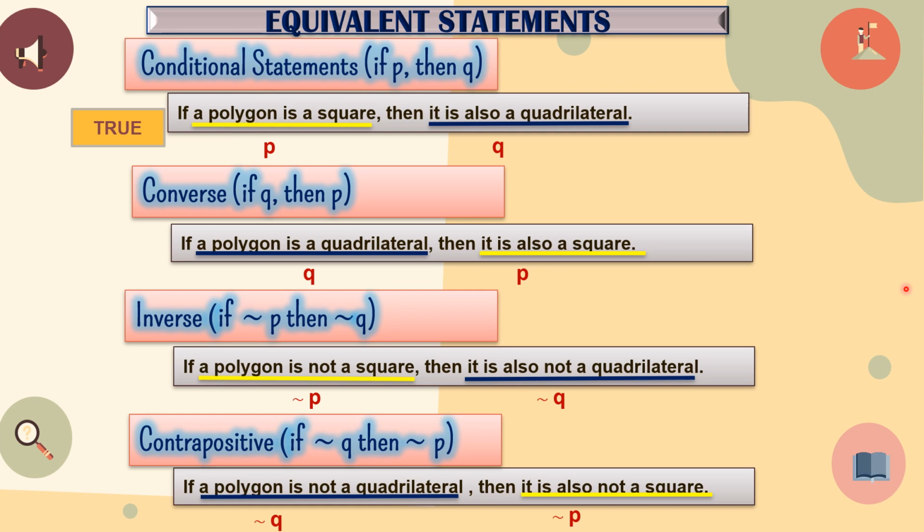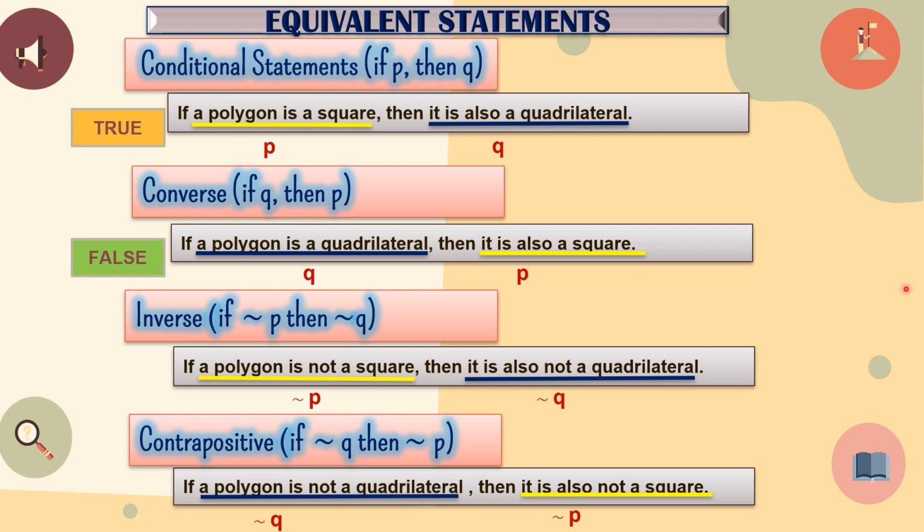So, next. Sa converse, if a polygon is a quadrilateral, then it is also a square. So, is it true or false? So, ang sagot po dyan ay false. Bakit po? Kasi po, not all quadrilaterals are square. Hindi porke sinabi na quadrilateral, square na. Meron din tayong quadrilateral na rectangle, rhombus, trapezoid, o kaya naman ay parallelogram. So, hindi po natin masasabi na true yan kasi hindi lang naman square ang quadrilateral.